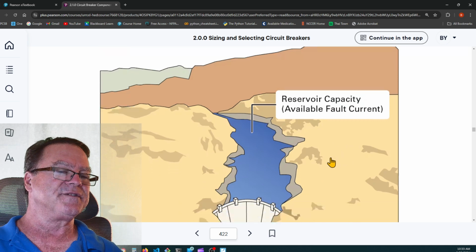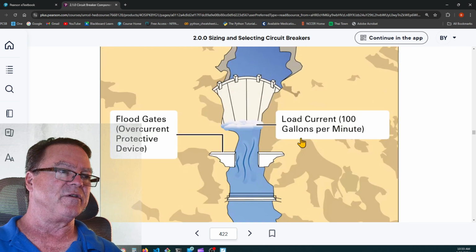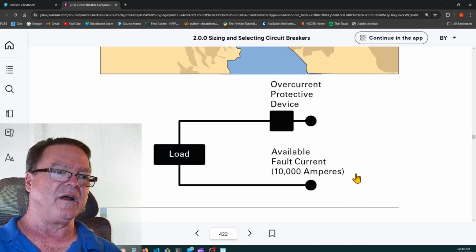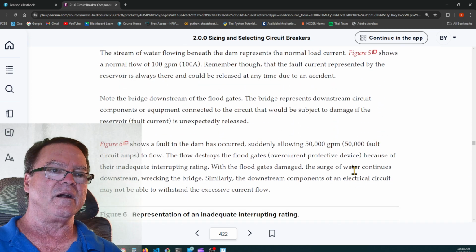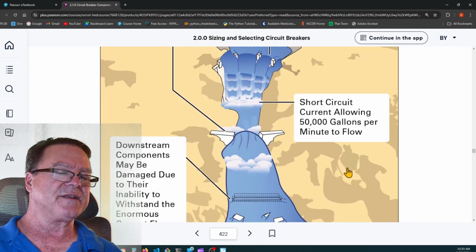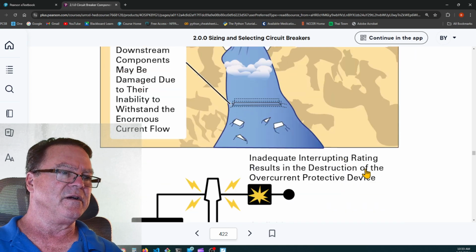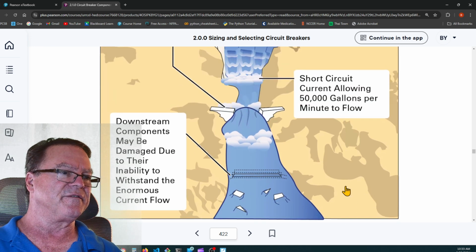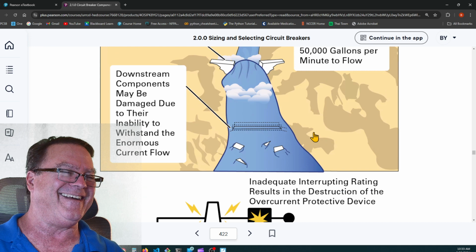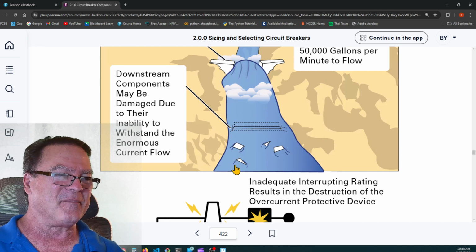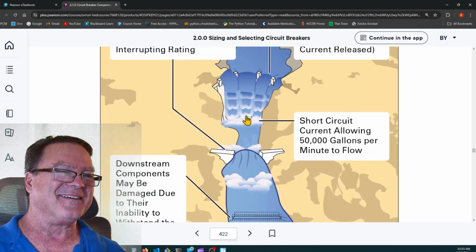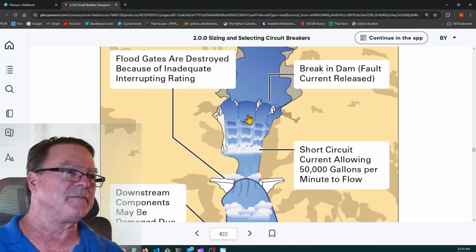Here's their river. Here's the dammed river. And then floodgates, overcurrent protection device, and so on. I'm not going to go into it. All right. Read it. Ask your instructor about it. Inadequate interrupting rating results in the destruction of the overcurrent protective device. See what happened here? The dam broke. Now there are dam pieces all in the river. All right, that's enough of that.